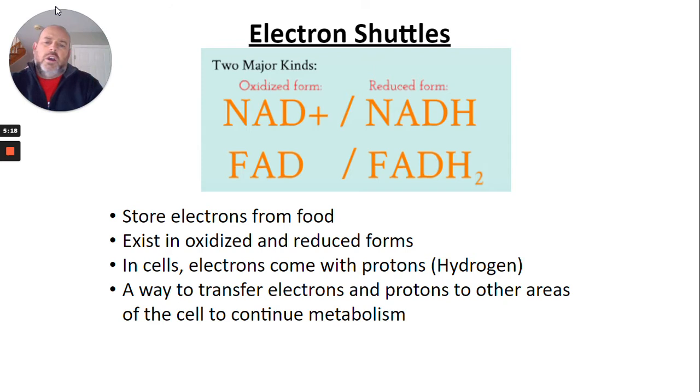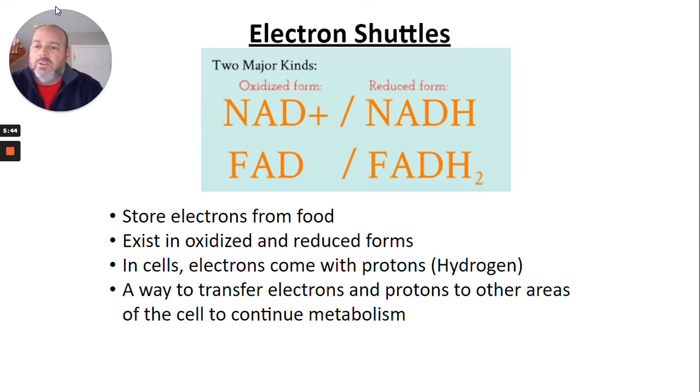So how do electrons move around? Well, we actually have electron shuttles. We kind of call them NAD and FAD. You'll hear them referred to as NAD and FAD, or NAD, NADH, and FADH. If it has the H, that's the reduced form, because it has the hydrogen. If it doesn't, that's the oxidized form. But you'll see NAD plus and NADH, and then FAD and FADH.